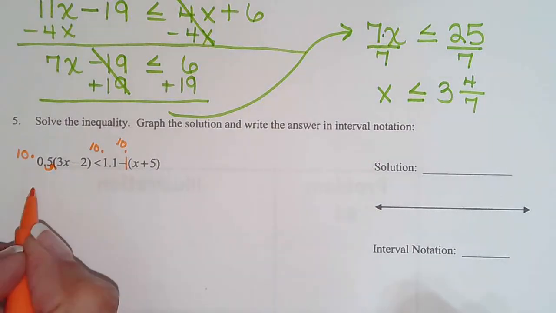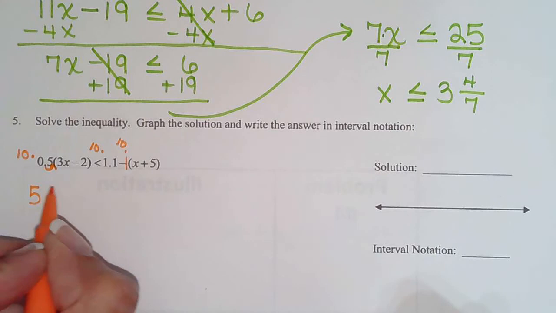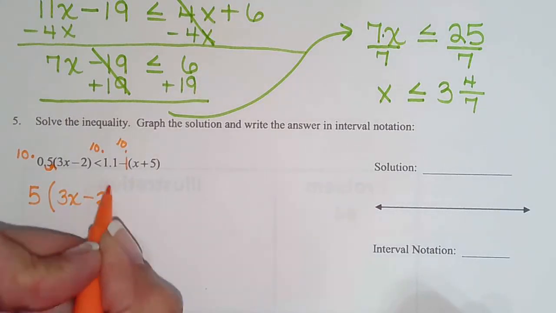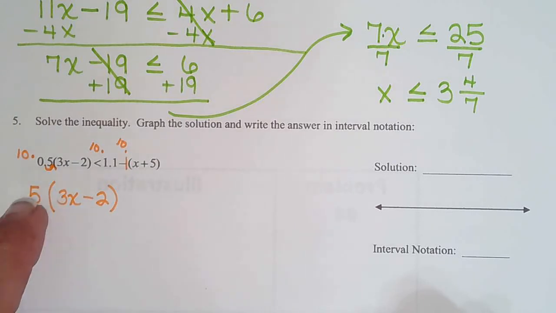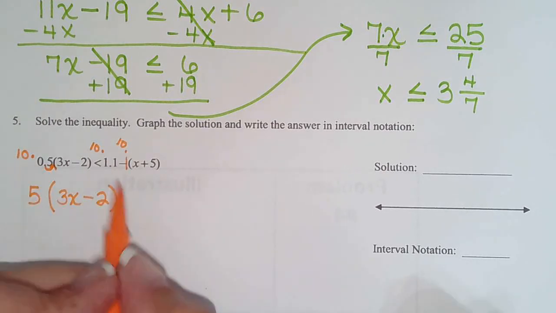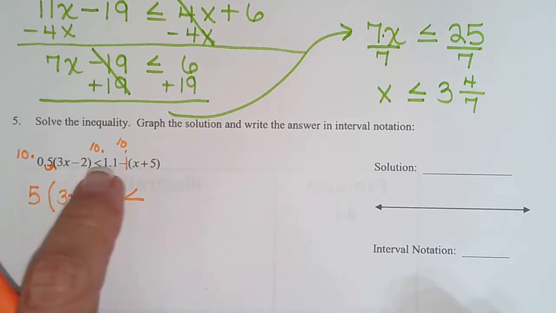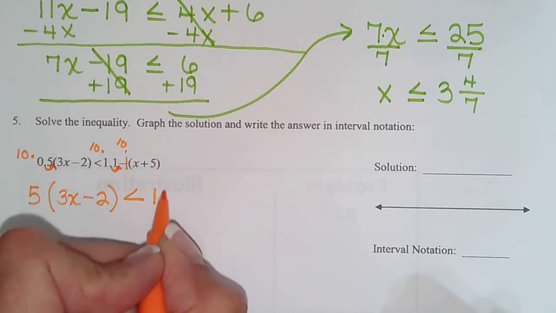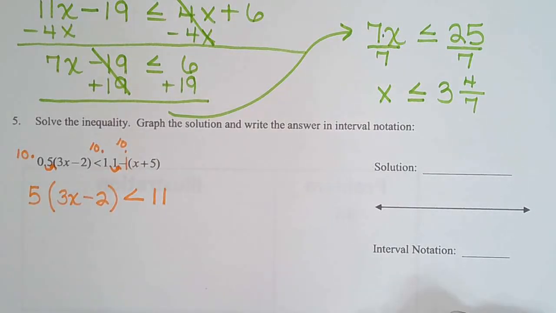So this would be 5 parentheses 3x minus 2. Remember, don't go inside your parentheses because you're going to get the 5 distributed on the next step. So just the outer numbers. We didn't multiply by a negative, so our symbol doesn't change. Move the decimal one place to the right, and this turns into 11. So look at, our decimals are gone.